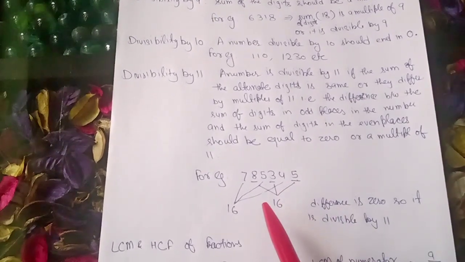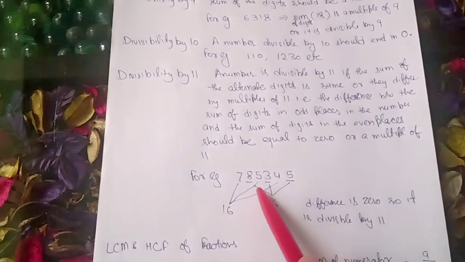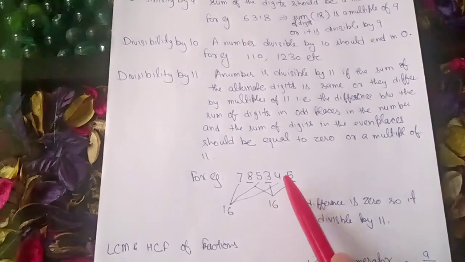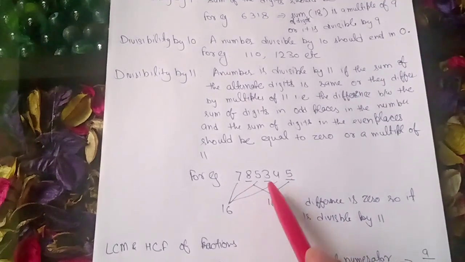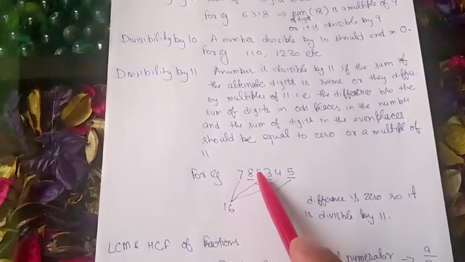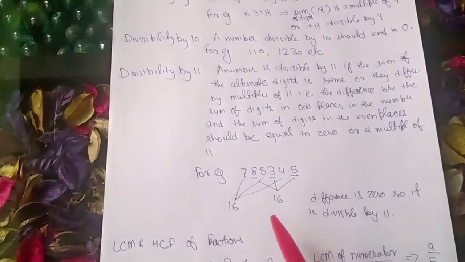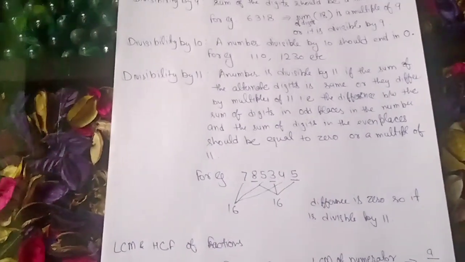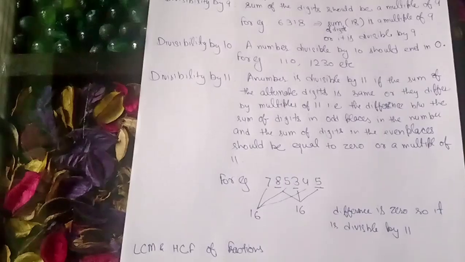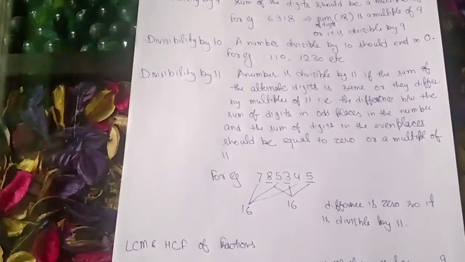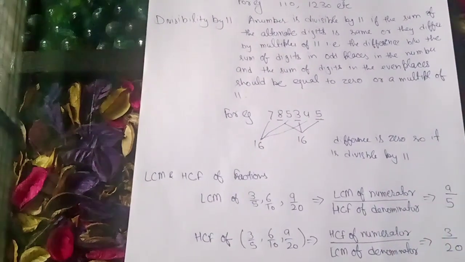I will repeat, if the sums of the alternate digits are the same or they differ by a multiple of 11, then we will say the number is divisible by 11. At alternate places the sum of digits is 16, and in both places the sum is 16. If the difference between them is either 0 or a multiple of 11, then we'll say the number is divisible by 11. So these are the divisibility rules till 11. Further you can correlate: if the number is divisible by 11 and 2 both, it is divisible by 22. Now I have left some basic points in LCM and HCF, which I will discuss.